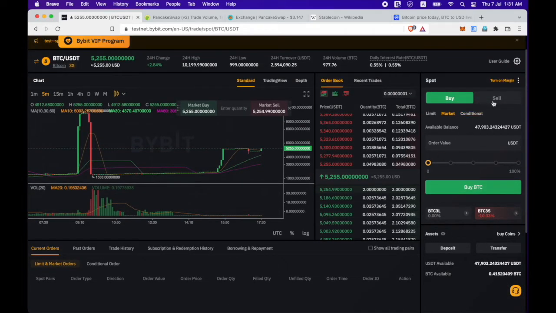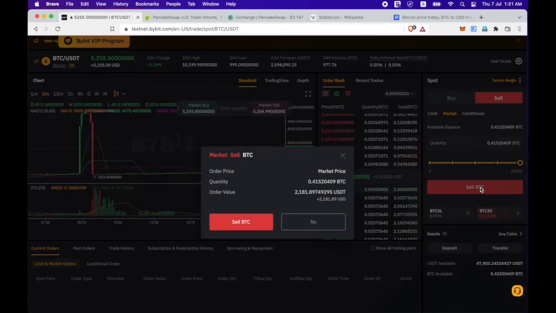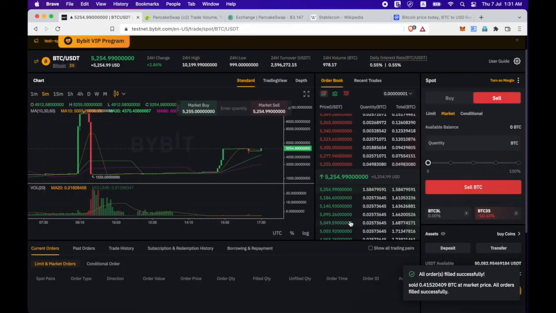We can try selling it now. We could either type in the quantity of Bitcoin we want to sell, or use the bar below, for how much percentage of the Bitcoin we want to sell. In this case, 100%. So we click sell. That's sold. Now we no longer own any Bitcoin in this exchange.